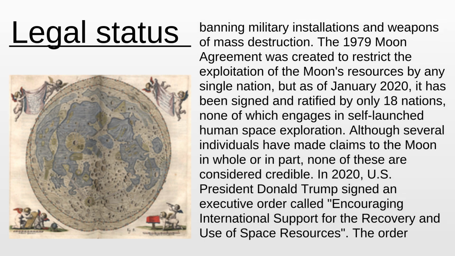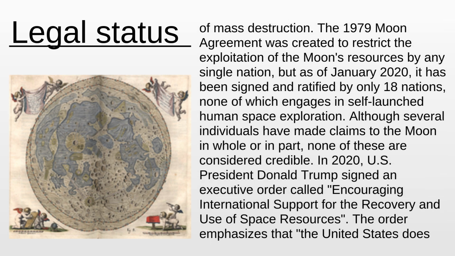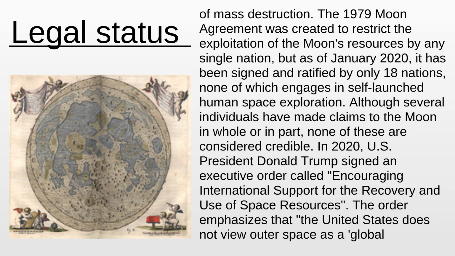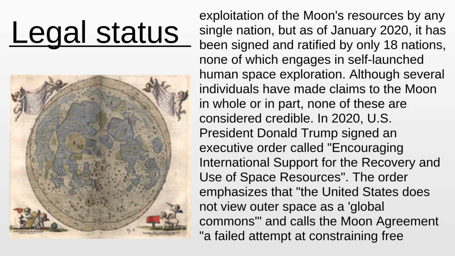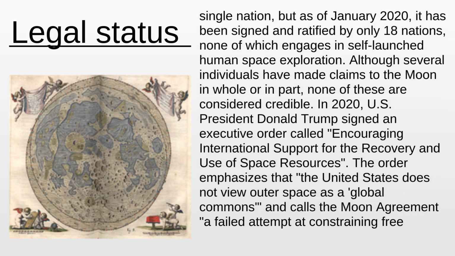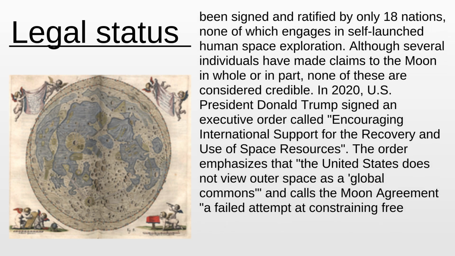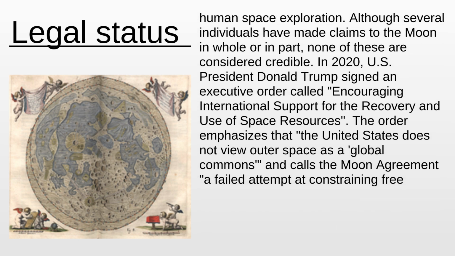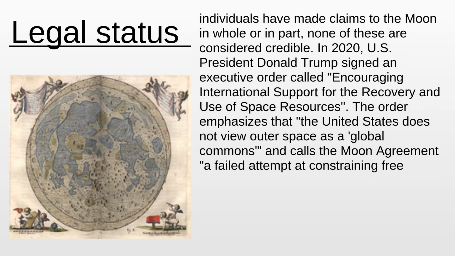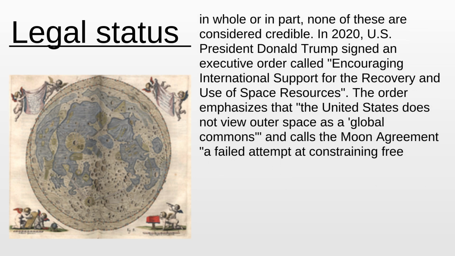The 1979 Moon Agreement was created to restrict the exploitation of the Moon's resources by any single nation, but as of January 2020, it has been signed and ratified by only 18 nations, none of which engages in self-launched human space exploration. Although several individuals have made claims to the Moon in whole or in part, none of these are considered credible.